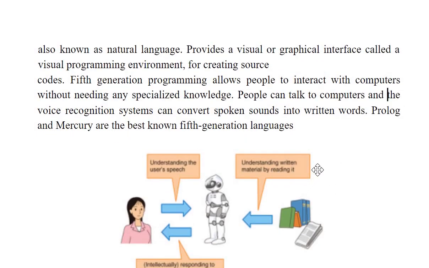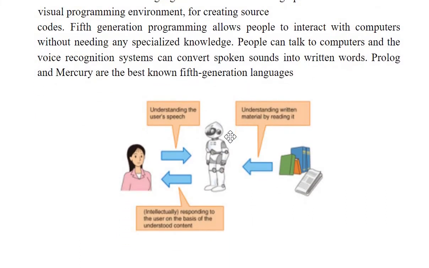The computer takes the words, converts them into its own form, and then understands them. In this fifth generation language, there is machine learning or natural language processing, and using that, the machine understands our language. Prolog and Mercury are the best known fifth generation languages. So they are the examples.